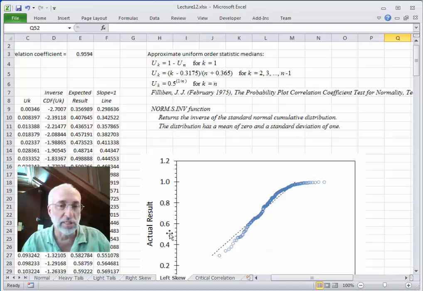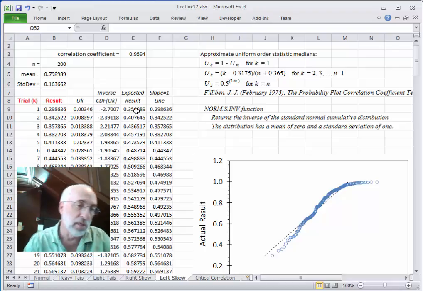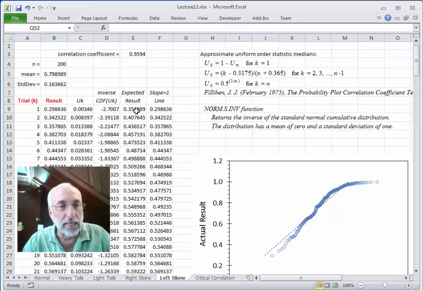We can definitely see these different shapes. And if you want, you can go and look at these spreadsheets and see exactly how I generated these data and how it plotted. Of course, the way in which I generated the empirical CDFs and inverse expected results is exactly the same for all of these. All right, so that's lecture 12 on how to generate a normal probability plot.